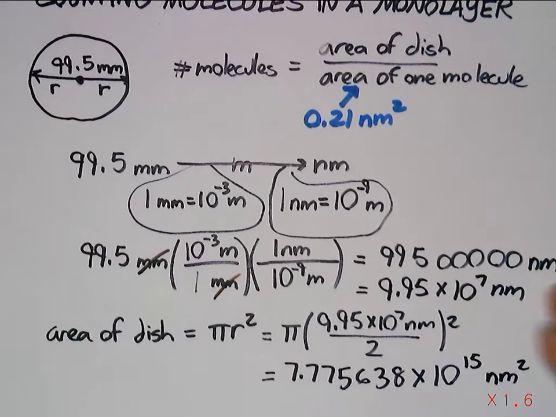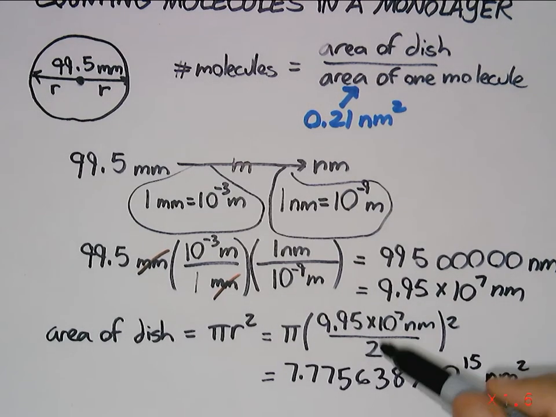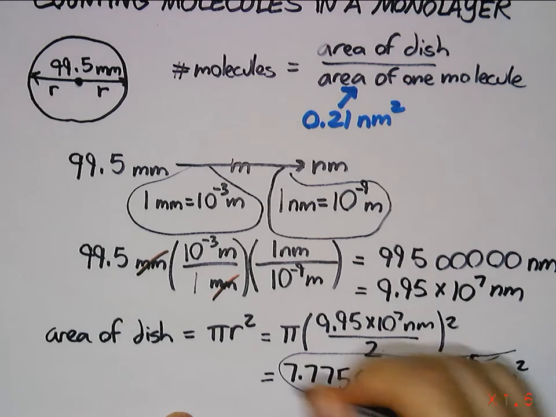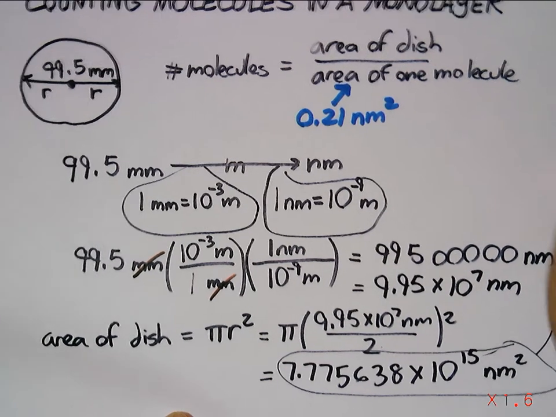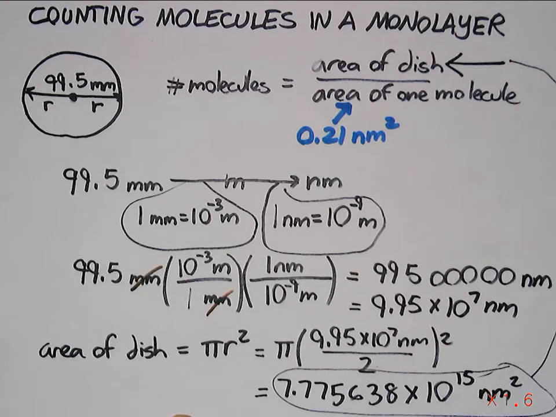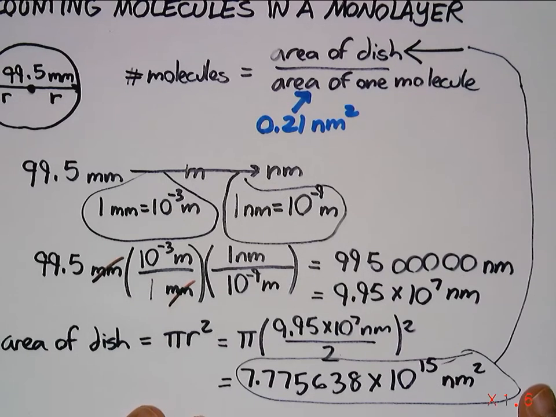Now, why didn't I round that off to the right number of significant figures? I mean, this has 3 significant digits. That's exact. So shouldn't I round it off to 3? No, because this is an intermediate result. You never round off intermediate results, okay? So now I know what the area of the dish is. That's what goes up there, okay? So now I can calculate how many molecules I've got.